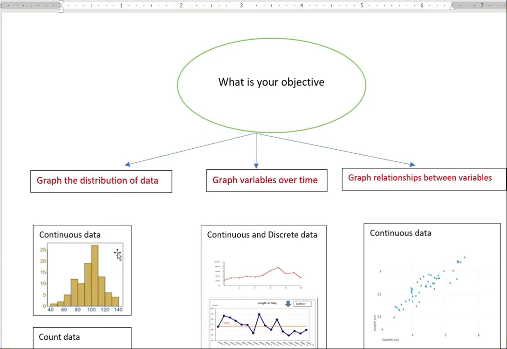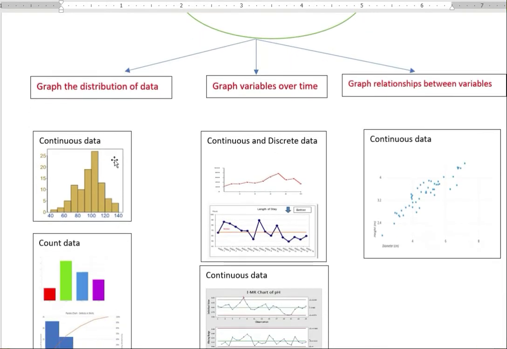Whether you are going to show the distribution of data, or whether you are going to present your data over a period of time, or whether you are going to measure the relationship between the variables. So there are three things we can do. It may be distribution, or presentation over time, or we can measure relationship. So these are the purposes. Before choosing the graph, we should know what the purpose is.